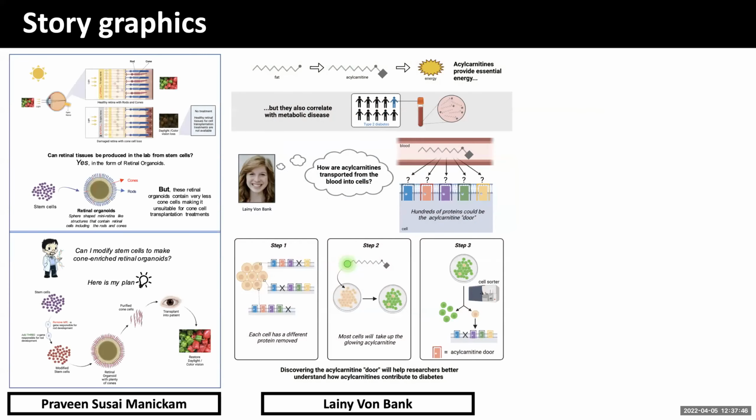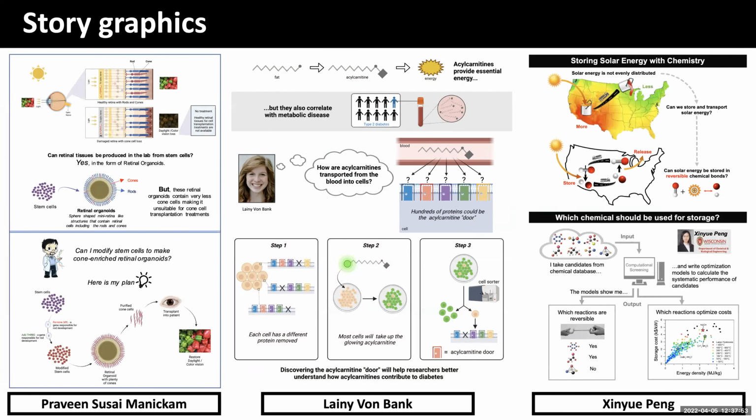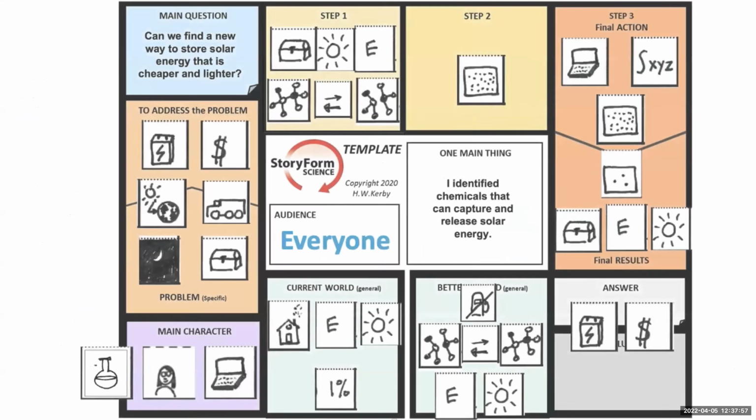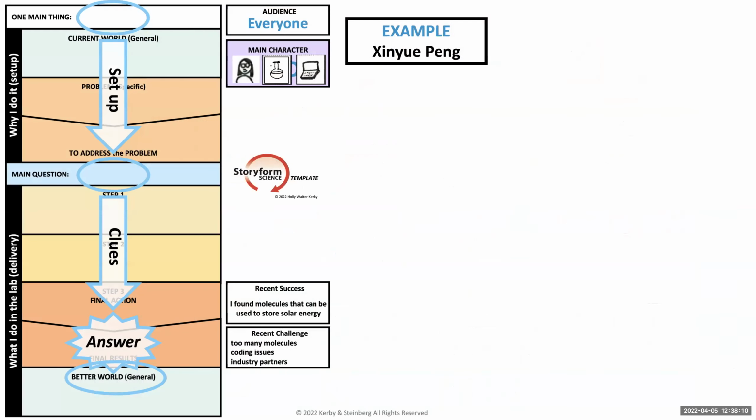Here's a story graphic by Praveen, who also took the story form course last summer. And then here's Sing Yu, which I will break apart for you and show you how she did that one. Ali just showed you Sing Yu's icons come up on the storyboard template. What you have to do to go from giving a talk into making visuals for a talk is you have to break this thing apart into pieces and put it onto a different template.